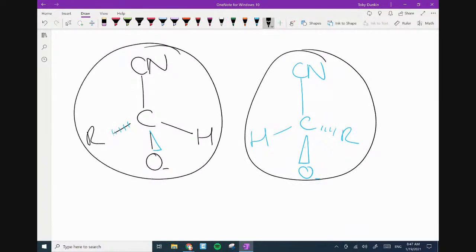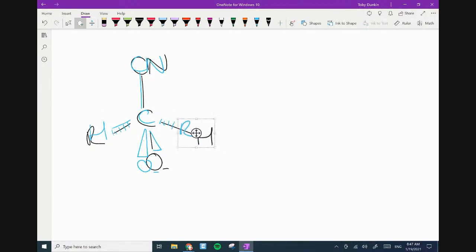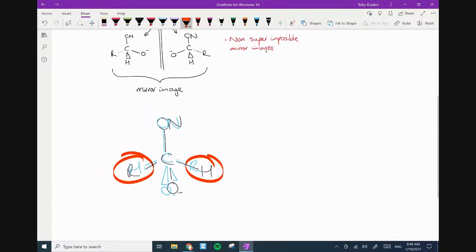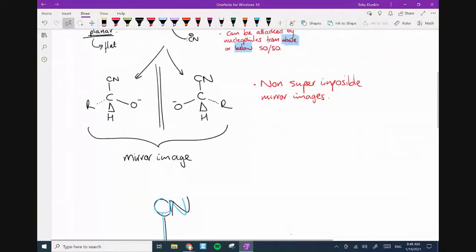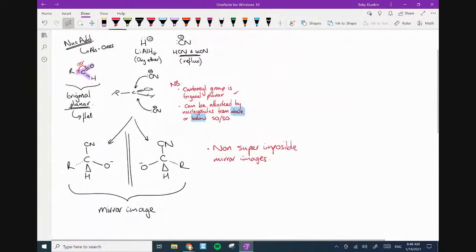If I try and overlay these, what you realize is that they are not the same because of these groups. Because of this group here and this group here, they are not the same. They look like they're the same. In fact, chemists can't actually tell them apart. They're identical from a chemistry perspective, but they're different biologically.